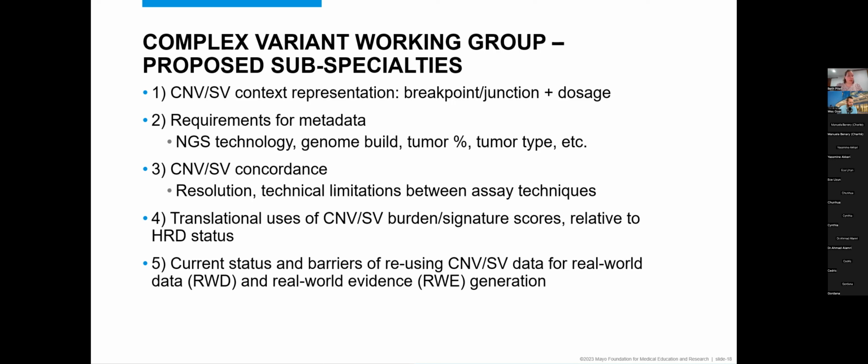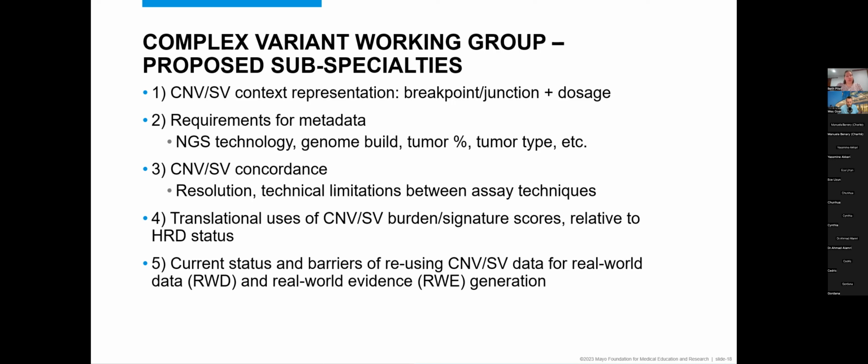This 4th group, I think, is really interesting. It's the translational use of CNV burden or a structural variant burden or signature scores relative to an HRD status. So in some of the literature now, we see things like CNV burden. So what percentage of the genome is at an aberrant copy level? And how does that correlate to things like HRD status, response to PARP inhibitors or immunotherapy, just understanding what that means a little bit better.